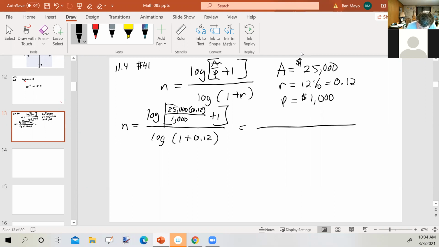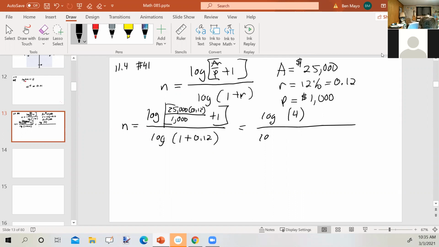So in the numerator, I've got 25,000 times 0.12 divided by 1,000, which is 3 plus 1 equals 4. Do you have any questions? Do you want me to go over that in any detail? Okay, so I got 4.